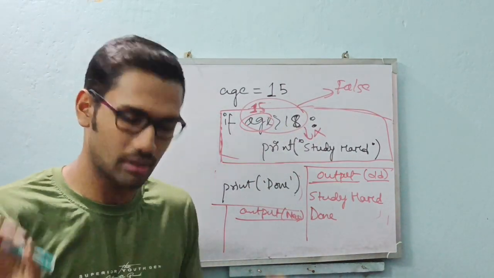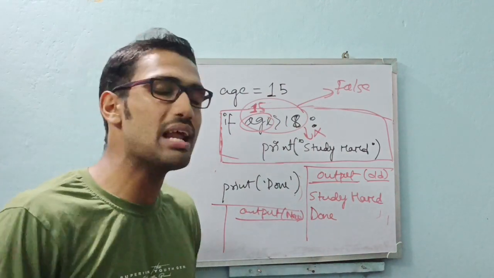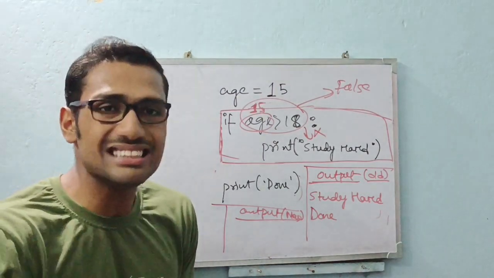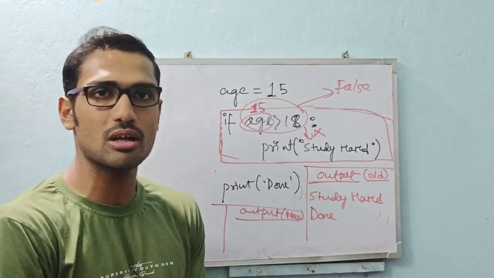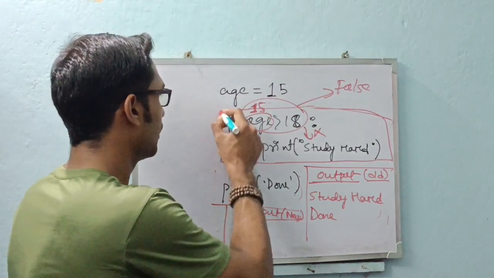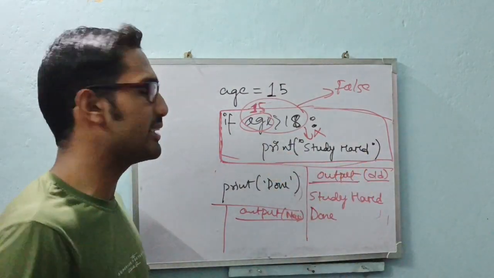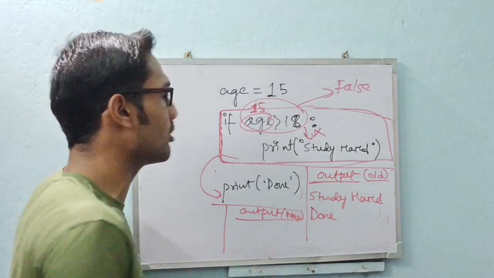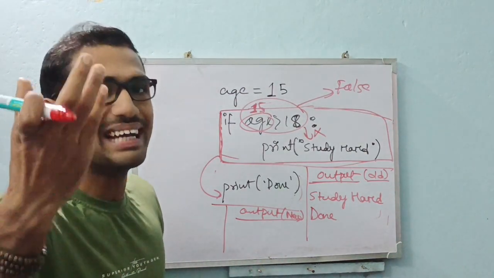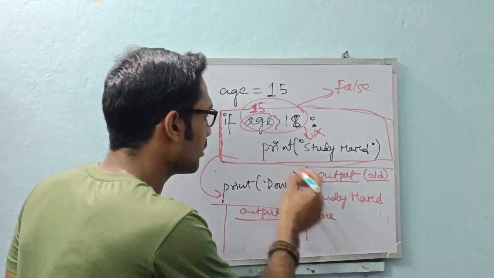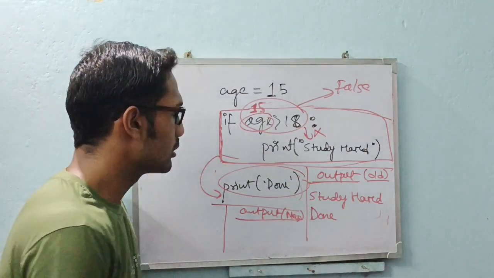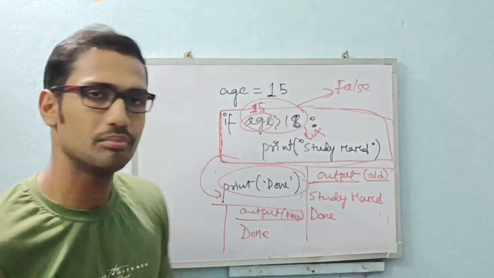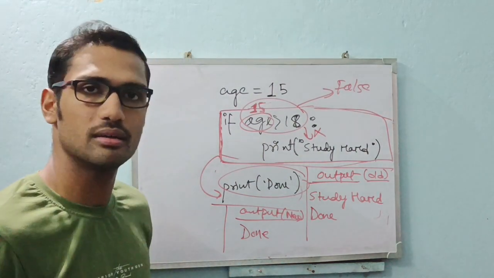Clear? Now, what will happen after that? It will move to the next instruction which is following this particular box. Okay? And who is following this box? Which instruction is following this particular box, or you can say the if conditional statement? This particular print statement. So simply this done will get printed and it's the output.